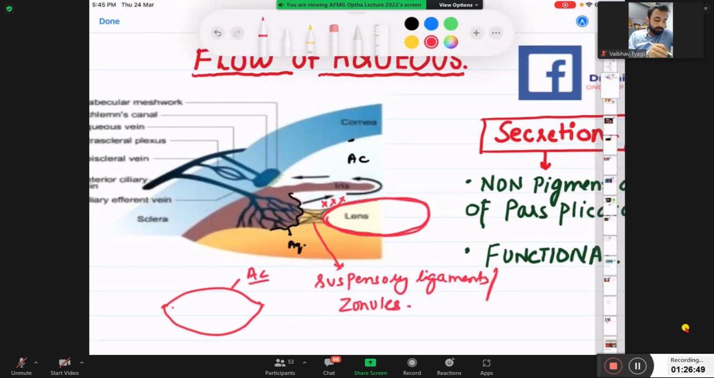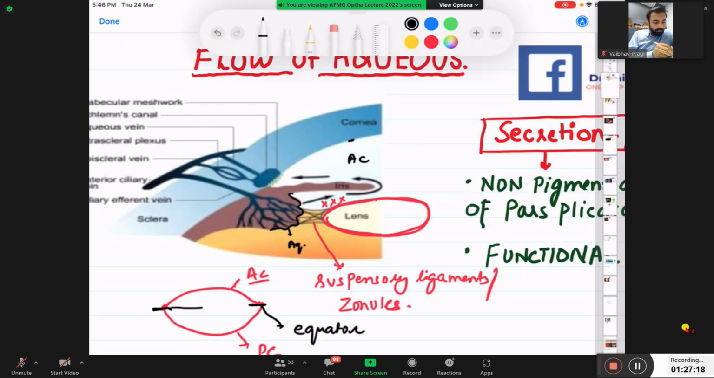This is the anterior curvature of the lens and this is the posterior curvature of the lens, right? The point where the anterior capsule and the posterior capsule of the lens meet, PC means posterior capsule, AC means anterior capsule. So the lens has two capsules, anterior capsule and posterior capsule. The point where the anterior capsule and the posterior capsule join is called the equator of the lens.